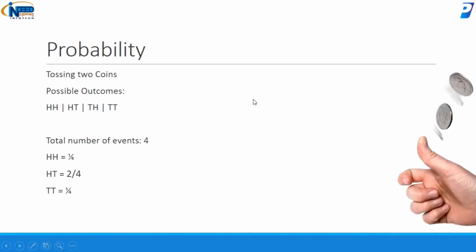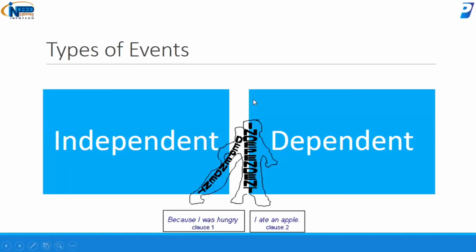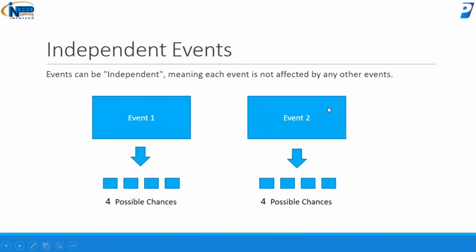Now let us understand the concept of events. There are two types of events, dependent and independent. We will look at independent events first, to see what exactly an independent event is. So here you can have a look that two events are there: event 1 and event 2.